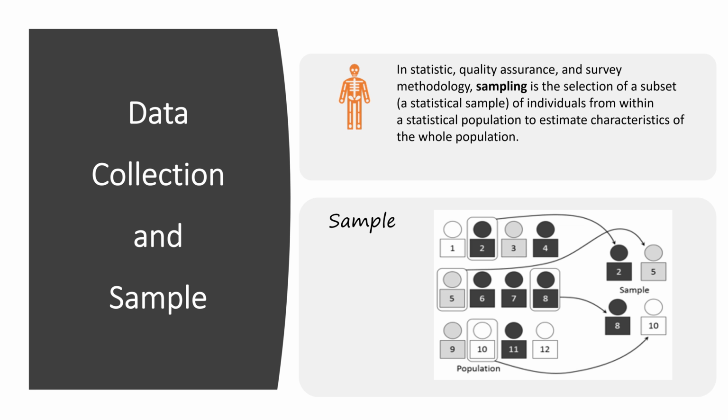In my part, I'm going to introduce the method we used in our survey. What I'd like to mention first is how we collected samples. It is random sampling that we applied at the sample collecting stage. In statistics, quality assurance, and survey methodology, sampling is the selection of a subset, a statistical sample of individuals from within a statistical population to estimate characteristics of the whole population. And the picture in this slide shows how this works.